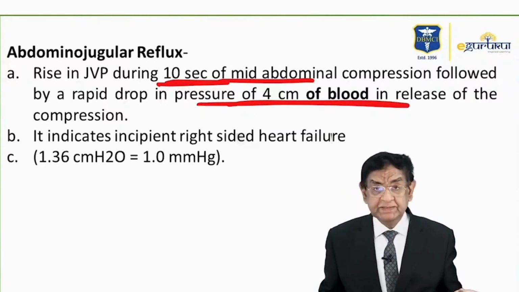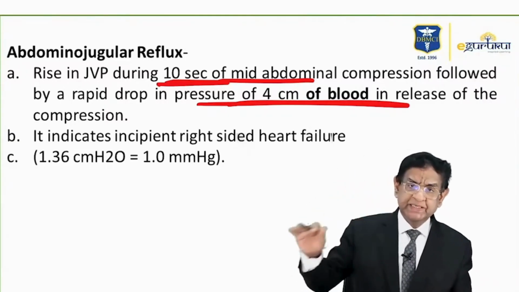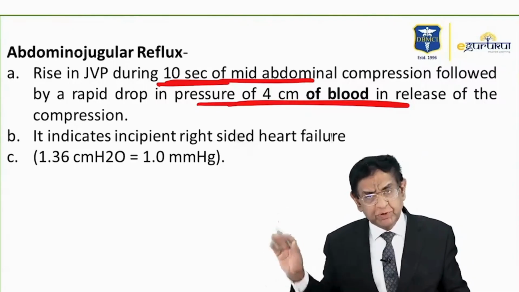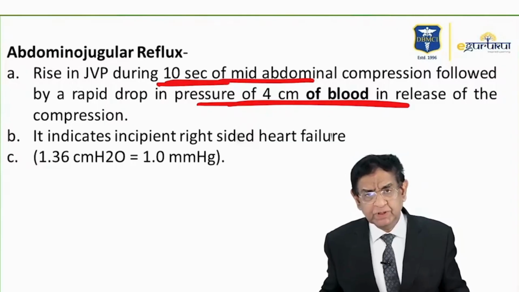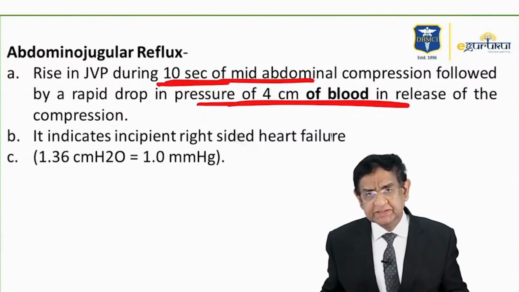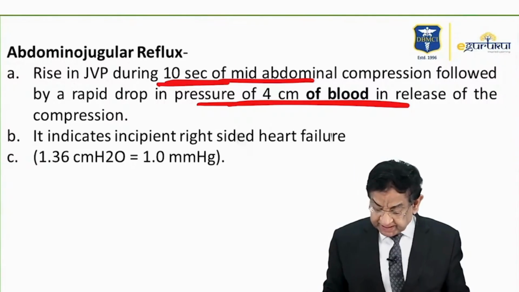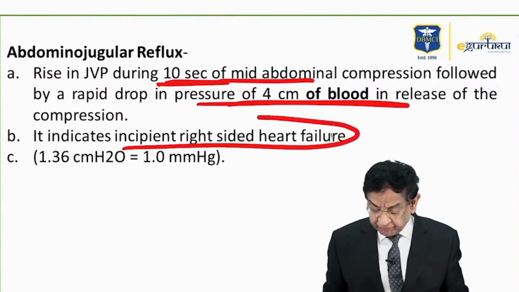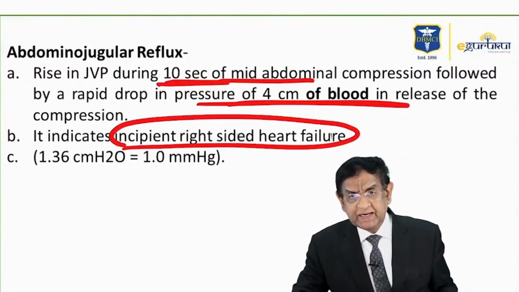You can even do it the other way around. In the normal state, you measure the JVP. You put a pressure, it goes high. You can measure that time also. You release, it comes back. If this fall is more than 4 centimeters, this is positive hepatojugular reflux, and this indicates incipient right heart failure. Incipient means right heart failure is about to occur.